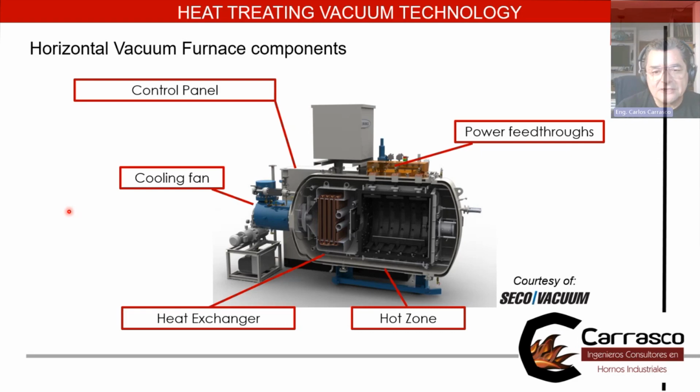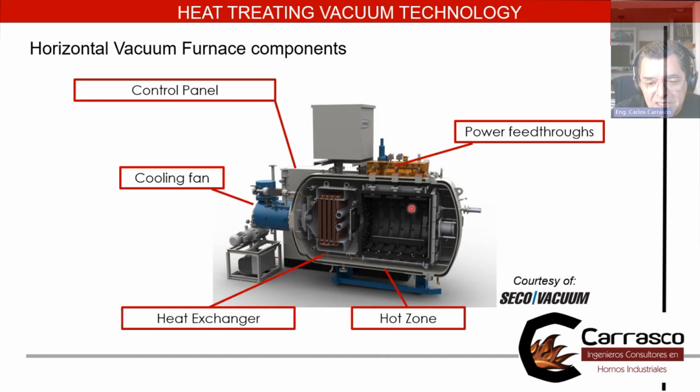This is a cross section of a vacuum furnace. You can see the control panel is in the back. I have a cooling fan in the rear part of the furnace. I have the power feed. These furnaces are electrically heated 99% of the time. There are some manufacturers who use gas combustion furnaces, but they are not very popular because the temperature cannot be as high compared to electricity. Inside the furnace, I have what is called the hot zone, where all the heat is happening. And in the back of the furnace, I have a heat exchanger.